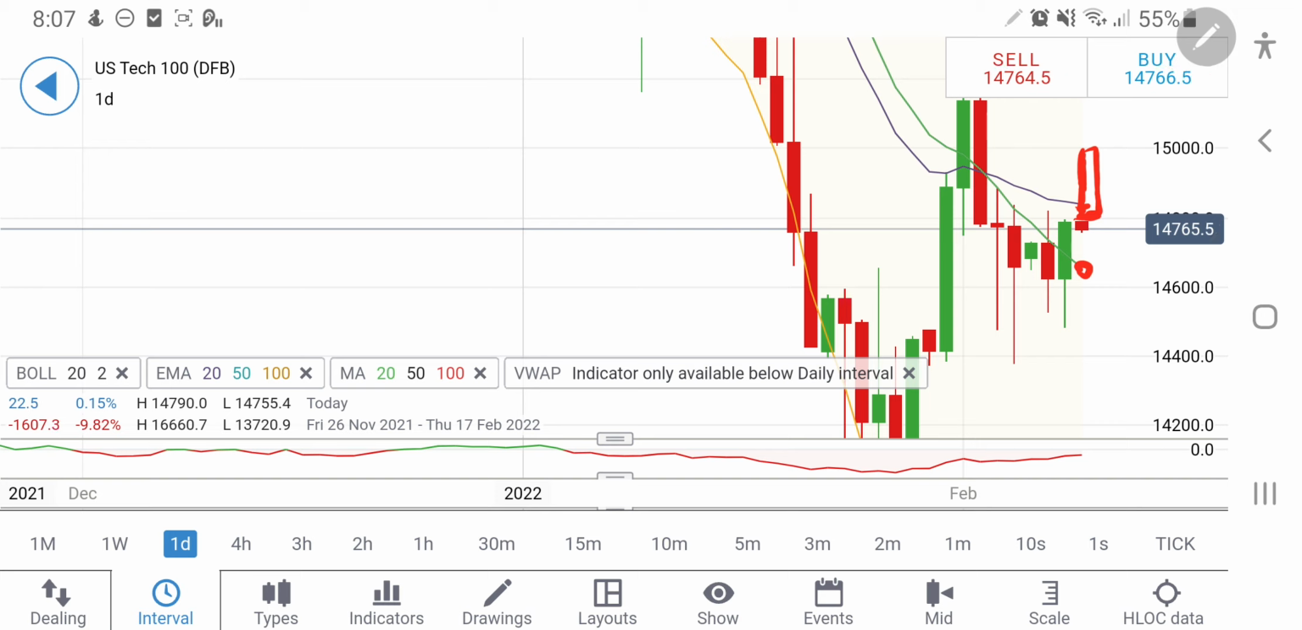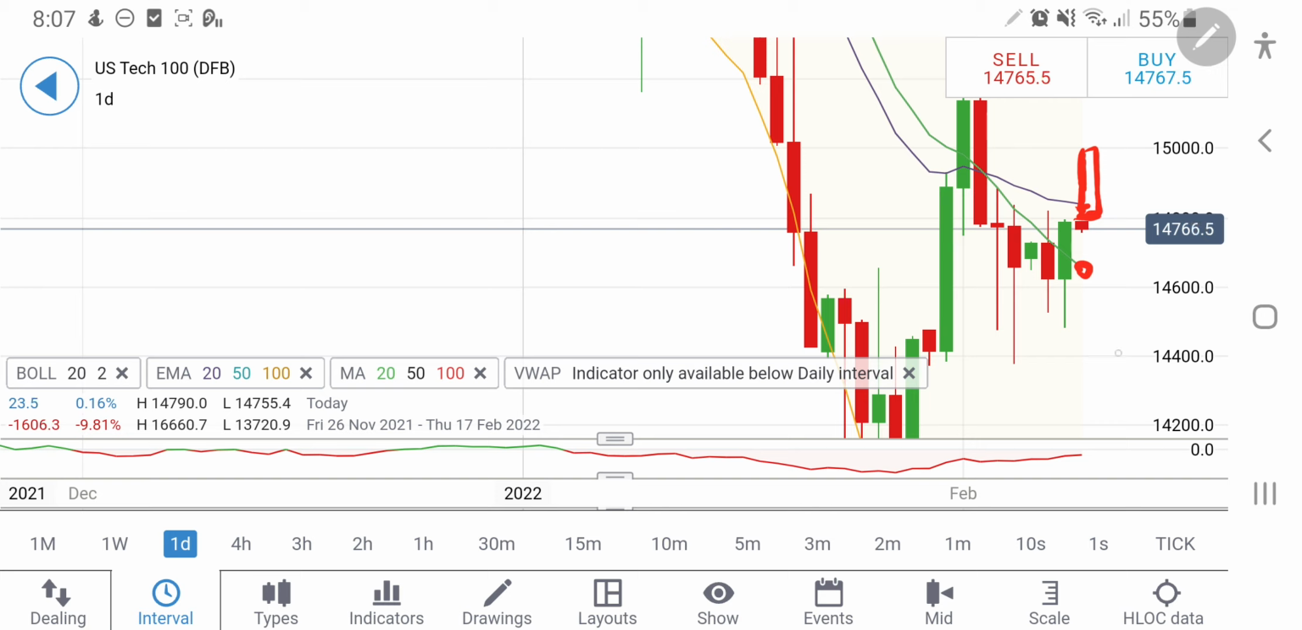14,970, 920, definitely these are the levels in between which it might try to cross for any bullish move. We can definitely expect a bullish move on US 100, and with the support at 14,700 we can remain long.